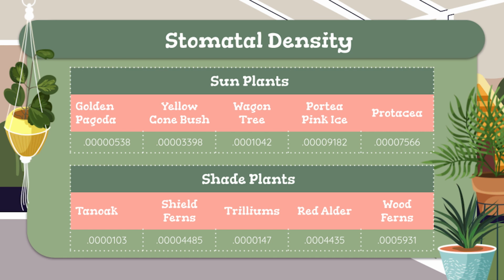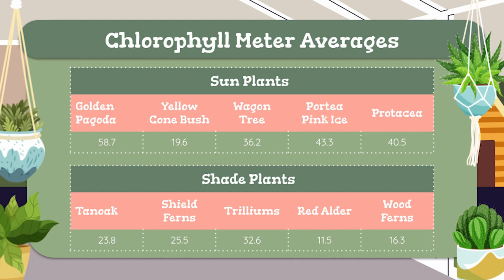According to the images that we were able to produce, the shade plants had a higher stomatal density than the sun plants. However, it is important to note that we had a harder time with imaging these shade plants, and that could have skewed the data. For the chlorophyll meter averages, in sun plants, the averages were 58.7, 19.6, 36.2, 43.3, and 40.5, versus in shade plants, it was 23.8, 25.5, 32.6, 11.5, and 16.3.